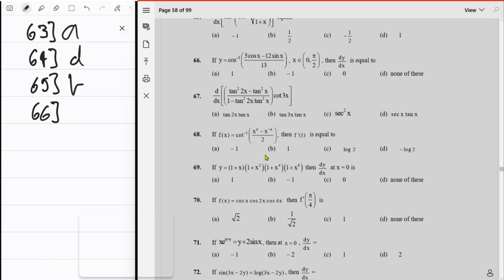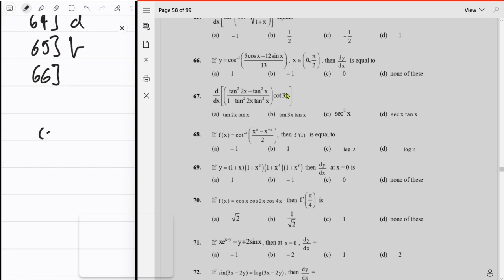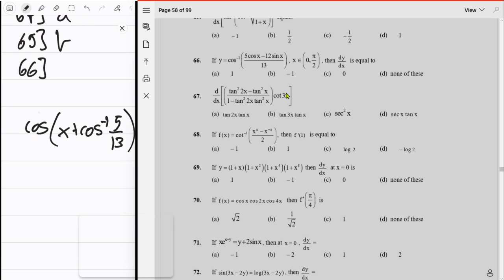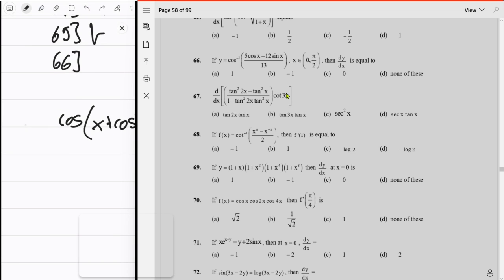If y is equal to cosine inverse of 5 cosine x minus 12 sine x upon 13, okay, so 5 upon 13, 12 upon 13 are sine values. Sure. You can see this is cosine of x plus cosine inverse of 5 upon 13, right? That works. Okay. Yeah, that x belongs to 0 to pi upon 2. Then dy upon dx. Wait, you're looking for cosine inverse of that, right? Oh, sorry, you're looking for cosine inverse of this whole thing actually.